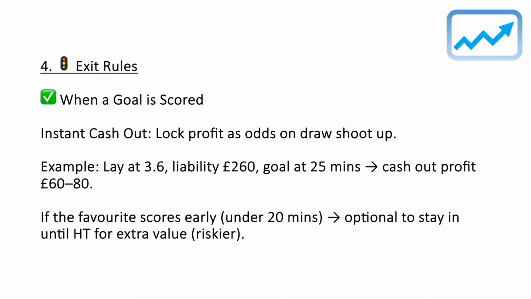Now, if the favourite scores early, say under 20 minutes, if you stay until half time, you will get better pricing to cash out. You're not going to see that greater profit if you exit early. So there is the additional option to stay in until half time. But of course, you do risk the other team scoring also, and you're missing out on your profit. So that's a case-by-case basis. Have a look at how much profit, if you're happy with that profit. If not, are you confident that the other team aren't going to equalise? If so, stay in for half-time and then cash out then.